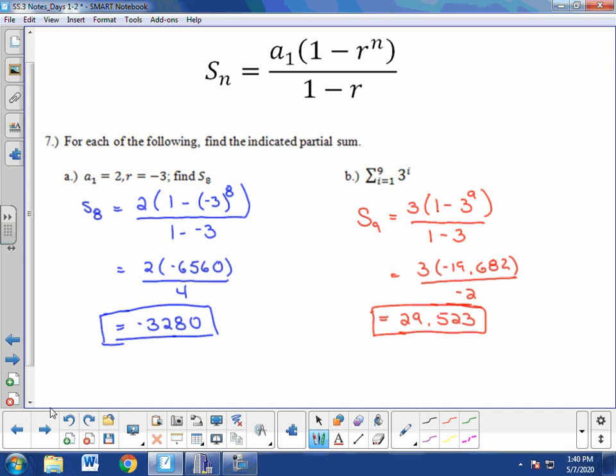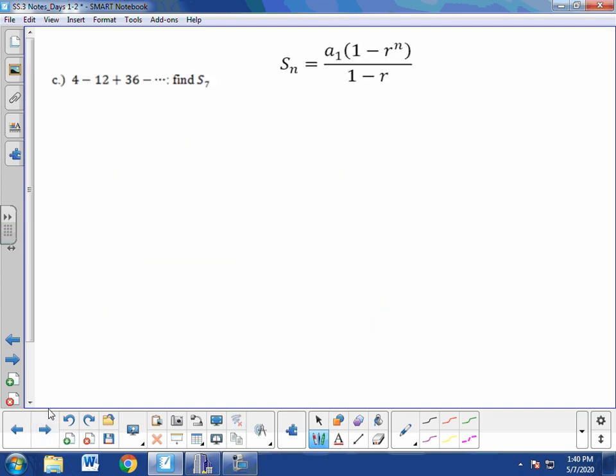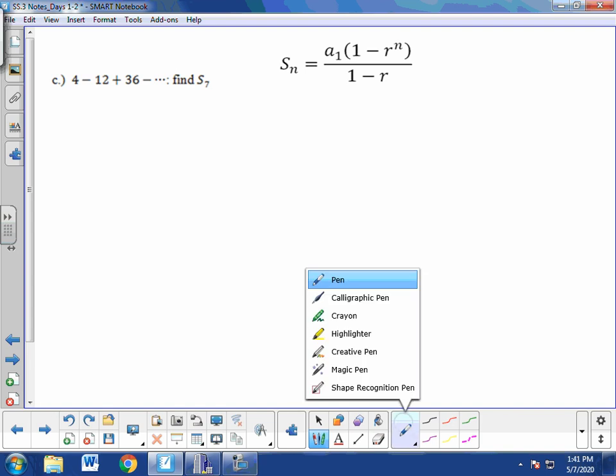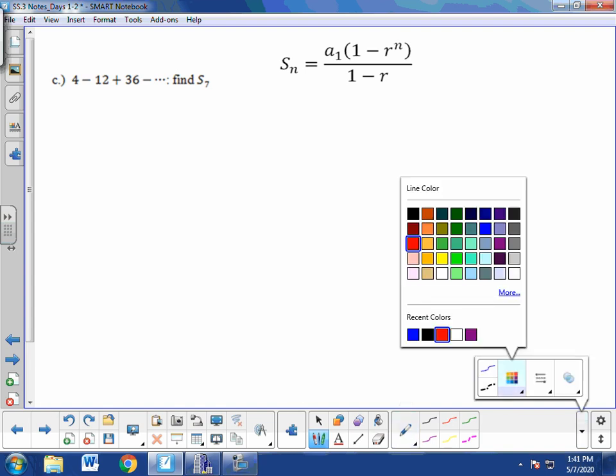Let's go ahead and take a look at C. If you're feeling pretty comfortable with this formula, go ahead and pause the video and see if you can find the answer to C. Find the series for the first 7 terms in C. Okay, hopefully you had enough time there and you got an answer. Now let's go ahead and take a look at this answer.